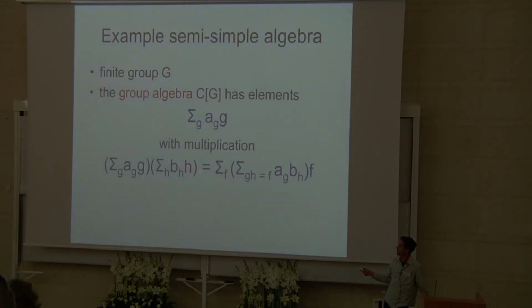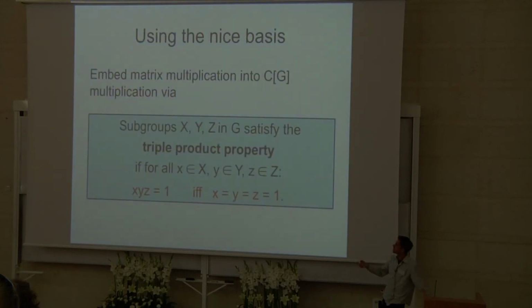And if you write it out, you find that the product of two group algebra elements is some convolution whose structure depends on the structure of the group. In this case, the group elements are what I'm calling the nice basis, in the sense that it gives you a nice way of expressing what it means to embed matrix multiplication into group algebra multiplication.